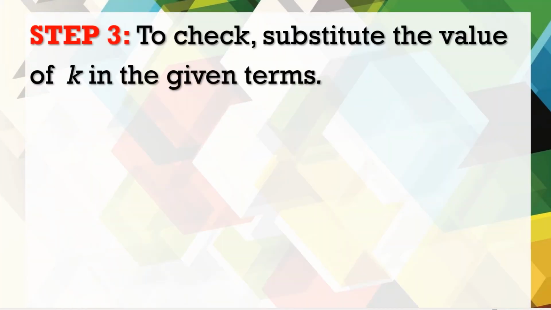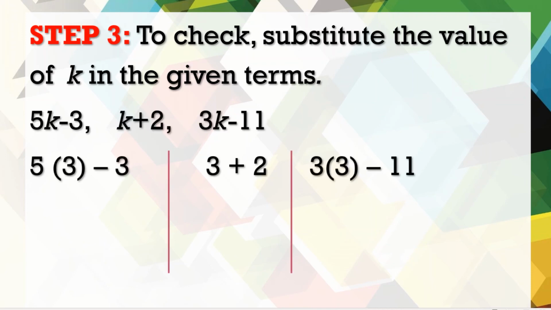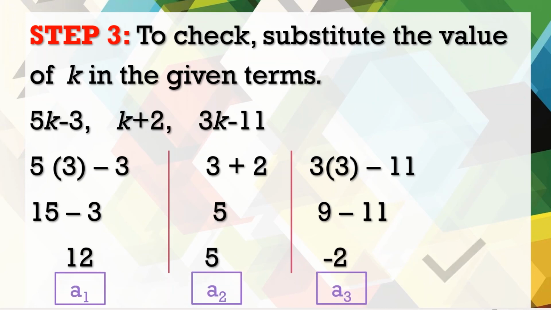To check, substitute the value of k in the given terms. We have 5k minus 3, k plus 2, and 3k minus 11. Substitute the value of k to the first, second, and third term. We have 12, 5, and negative 2. To check whether they form an arithmetic sequence, we get their common difference. Negative 2 minus 5 equals negative 7, and 5 minus 12 is negative 7. Thus, it is an arithmetic sequence.